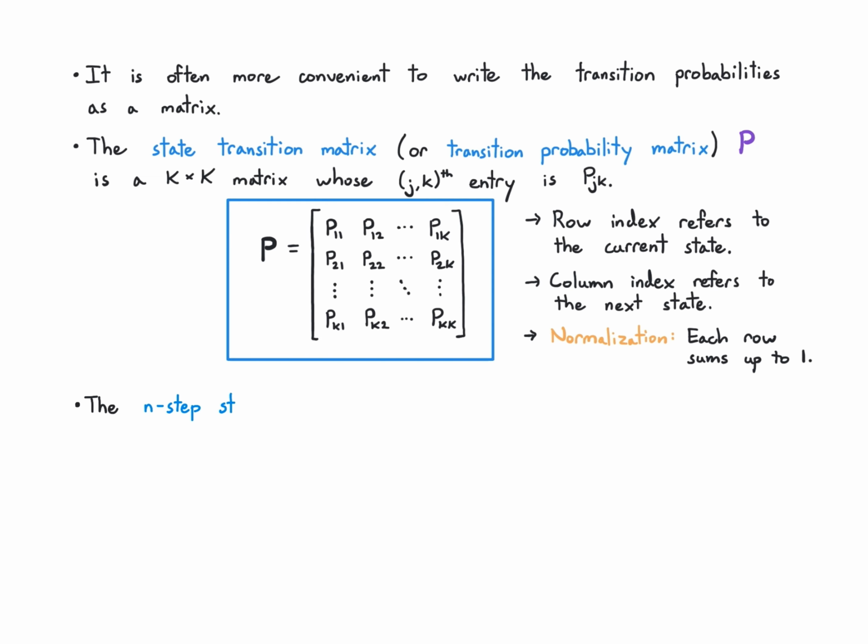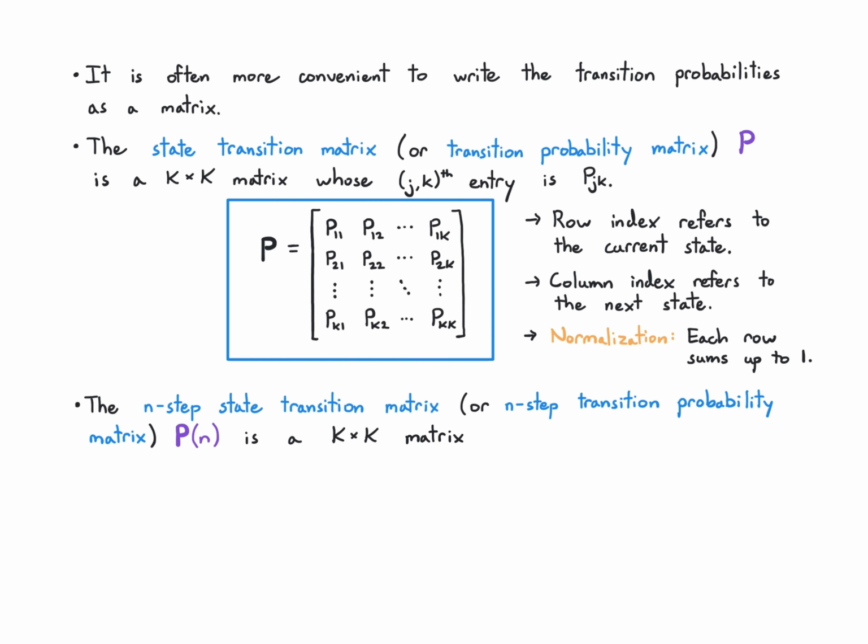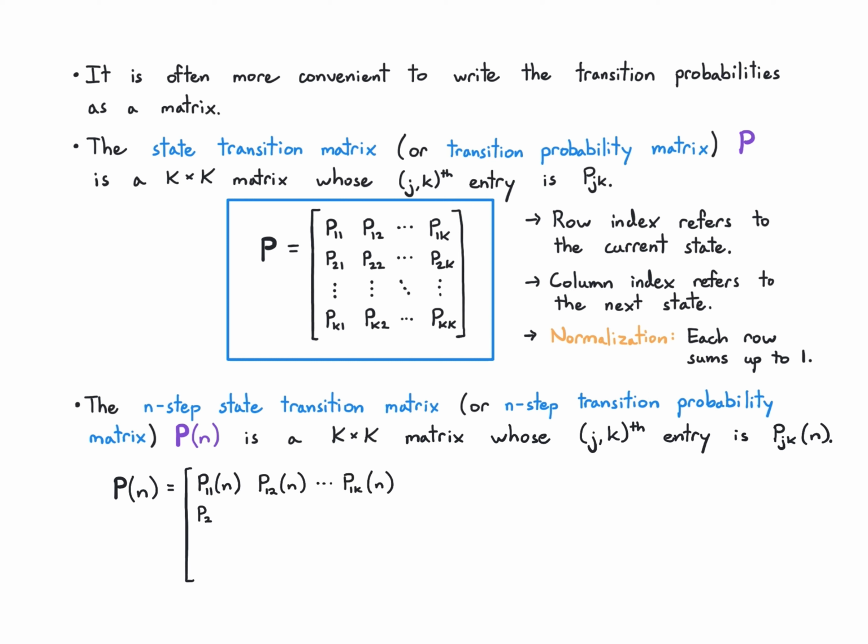The n-step transition matrix, or n-step transition probability matrix, is the same idea, except now we're going to write it as capital P of n. So it's a k by k matrix whose jkth entry is the n-step transition probability pjk of n. So we just fill in this matrix with p11 of n all the way up to pkk of n, all right? So we're just writing the same thing as we had before.